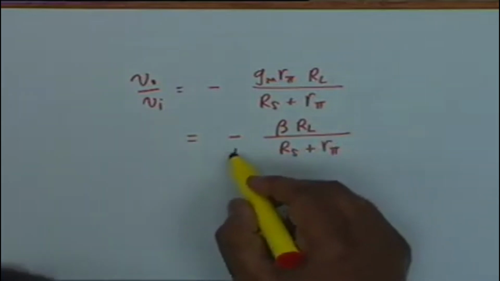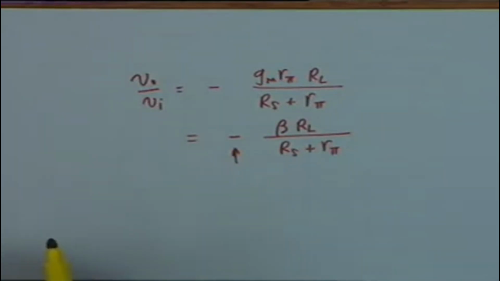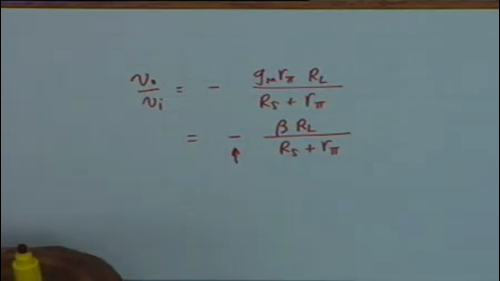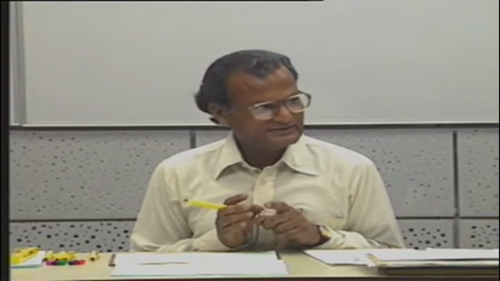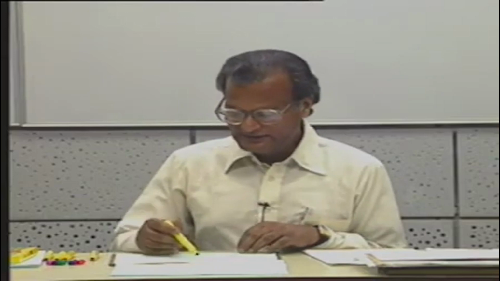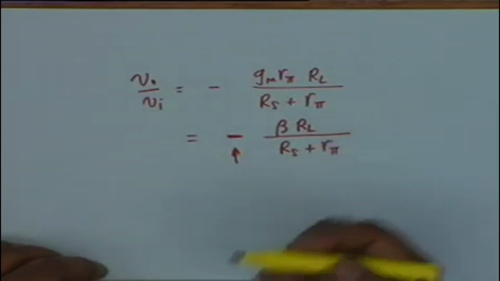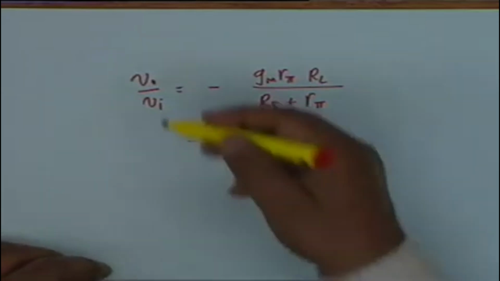What is the significance of the negative sign here? Phase shift. The output voltage is out of phase with the input voltage, and this I have explained again and again, that an increase in the input voltage causes an increase in the collector current, and an increase in the collector current leads to a reduced value of collector voltage VCE, and therefore there is a phase change, and this is reflected in the minus sign, and this ratio has to be dimensionless because it is a ratio of two voltages.